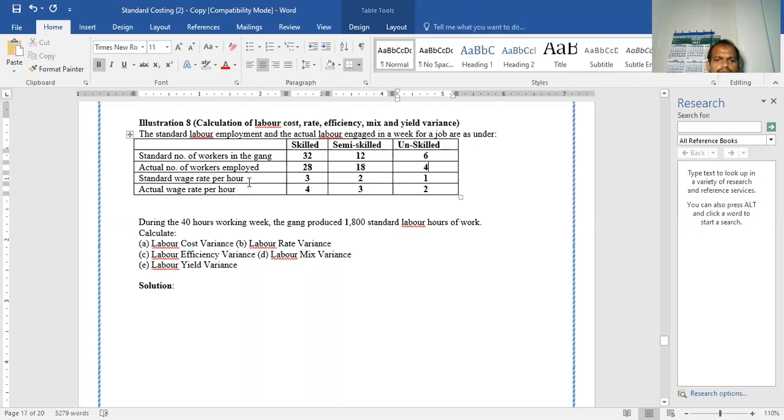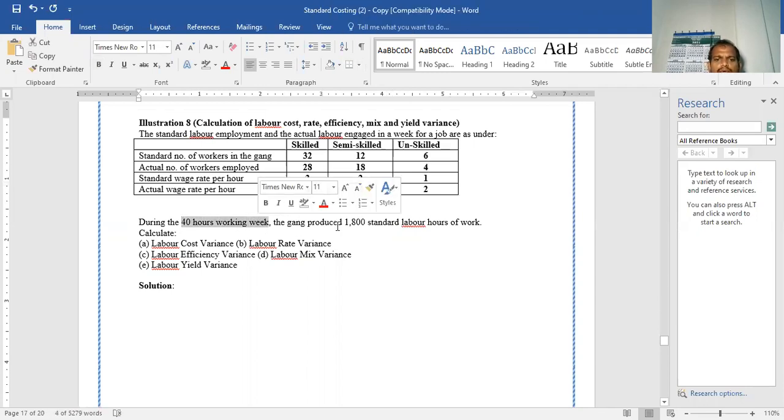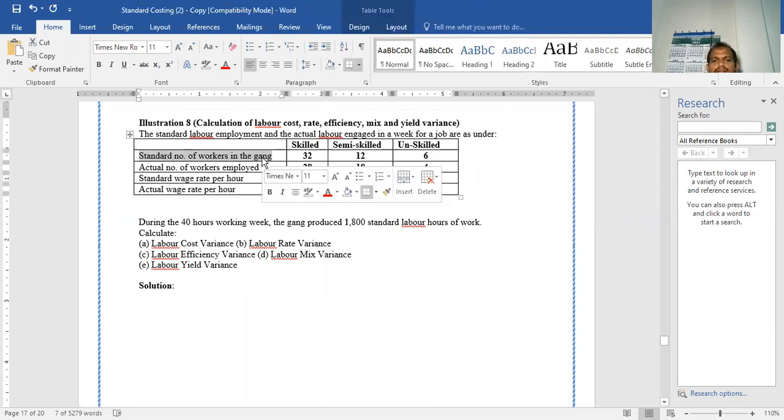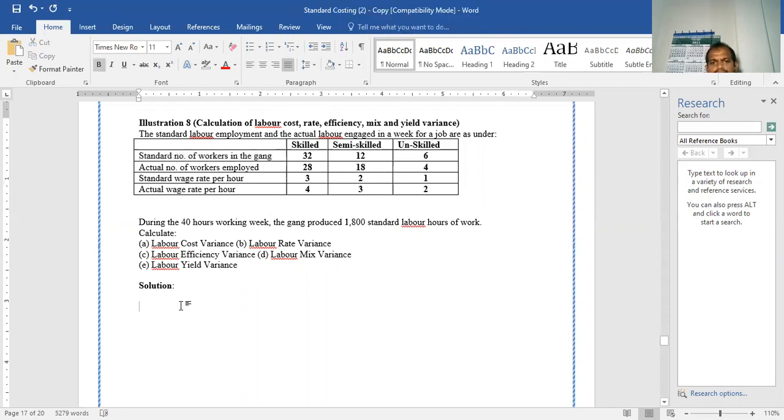Standard wage rate per hour 3, 2, 1. Actual wage rate per hour 4, 3, 2. During the 40 hours working week, the gang produced 1800 standard labor hours of work. So how many standard labor hours are there? Let us calculate the basic information given in the illustration.